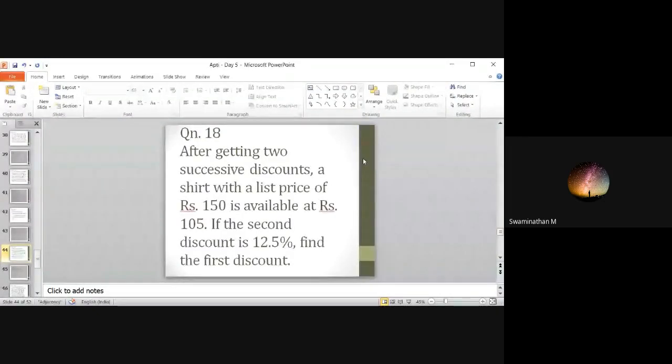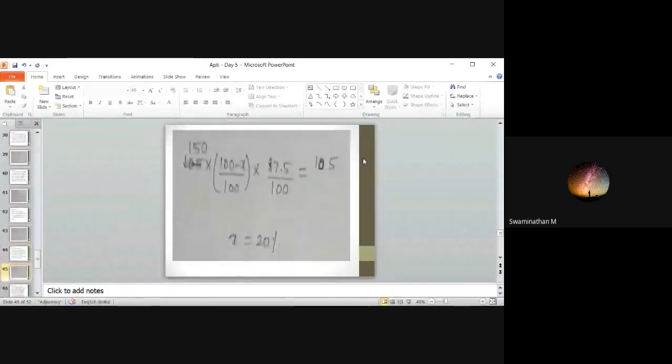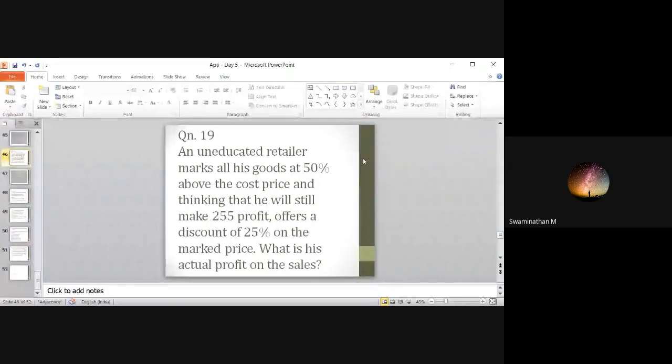One more problem is there in discount. Okay, I'll proceed. This is a very interesting problem. Read the question carefully. No response for the previous question. Is there anyone still stuck with that? Shall I repeat the previous one, or is it clear?